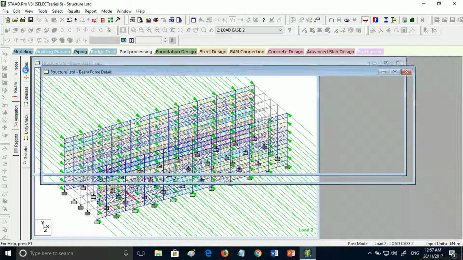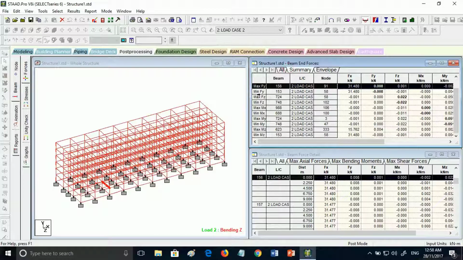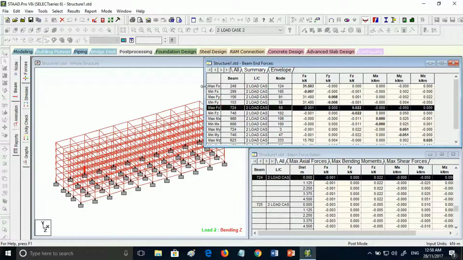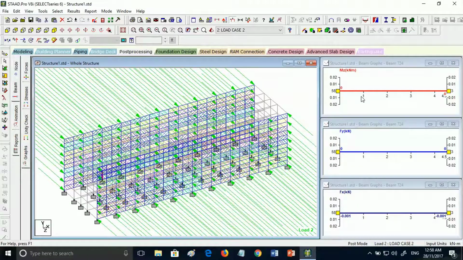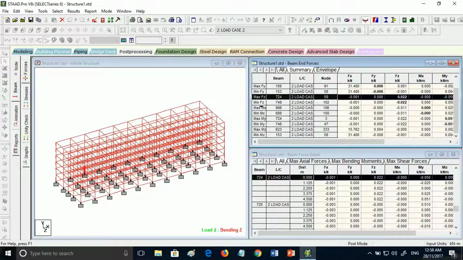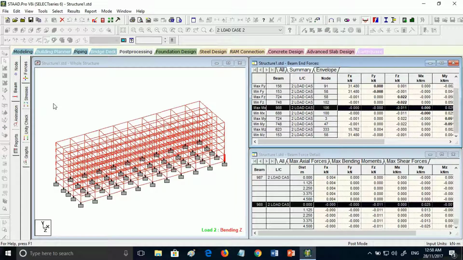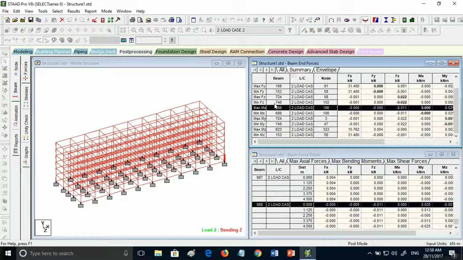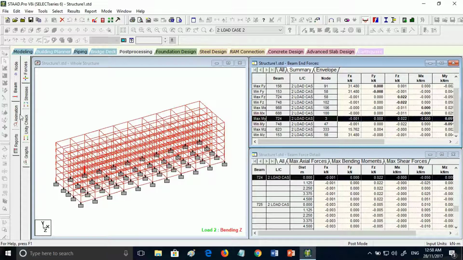After that, this is the maximum value for force in the Z direction. It will be at beam 724 with the intensity of 0.022, and this will be the shear force diagram and also bending moment diagram. The next is the maximum moment in the X direction. It will be at beam 988 with the intensity of 0, and this will be the shear force diagram and also bending moment diagram. The next one is the maximum moment in the Y direction.